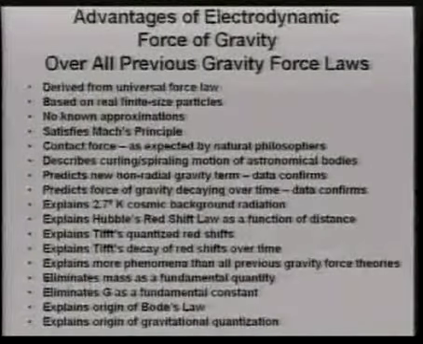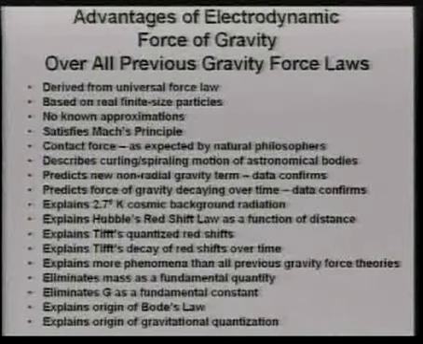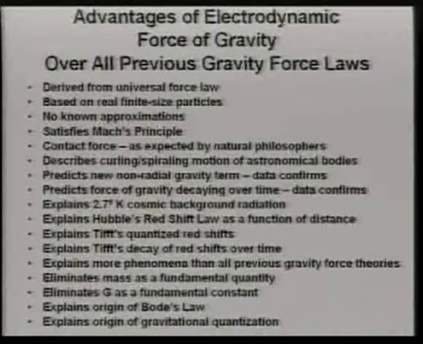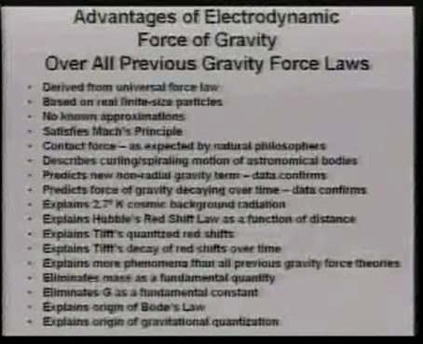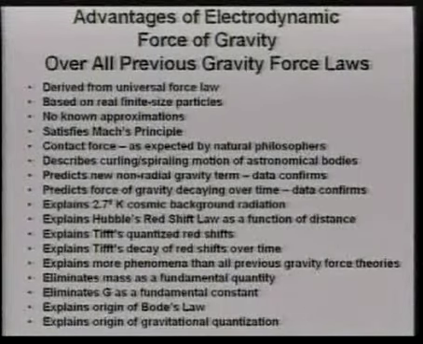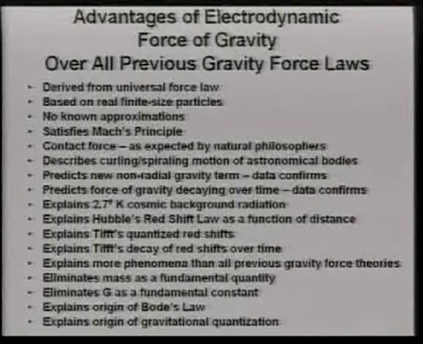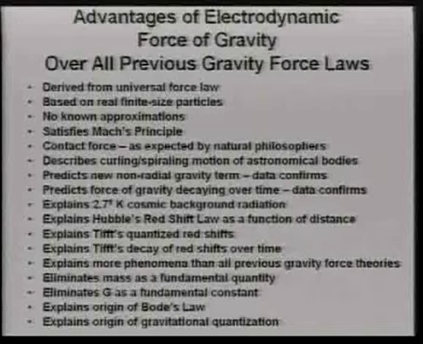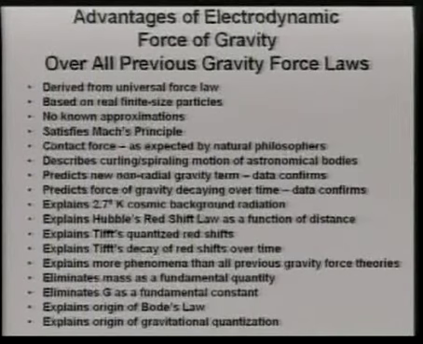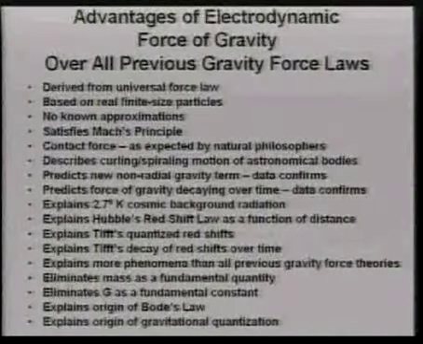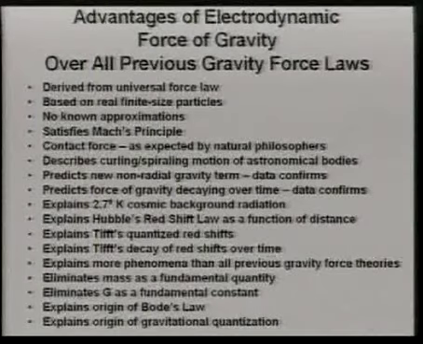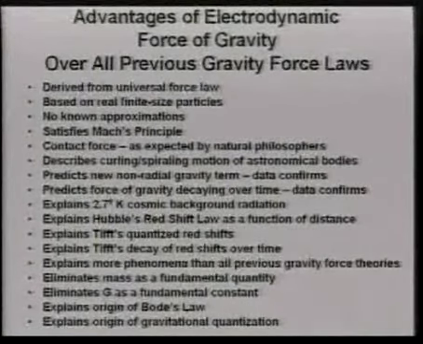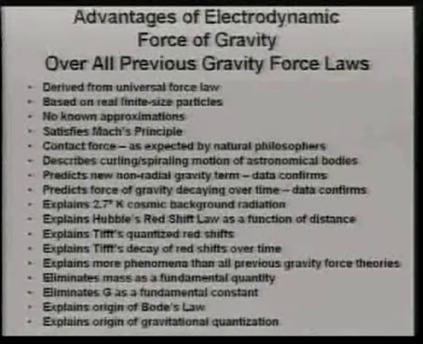So what are the advantages of this approach? First of all, it's the only gravitational theory derived from a universal force law. That gives it an advantage of simplicity. It is based on real finite-sized particles. Einstein's general theory of relativity, which was considered the second best theory of gravity, is based on point particles. It has no known approximations in it.